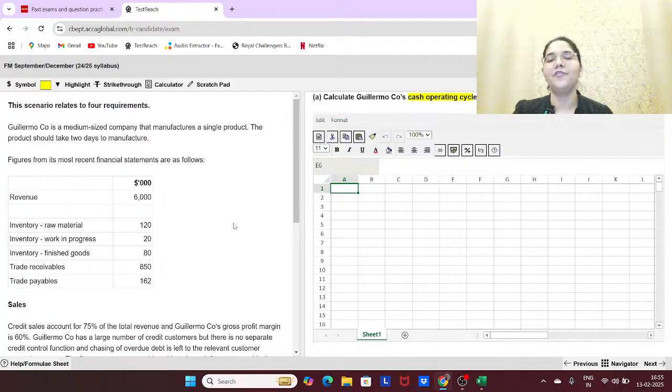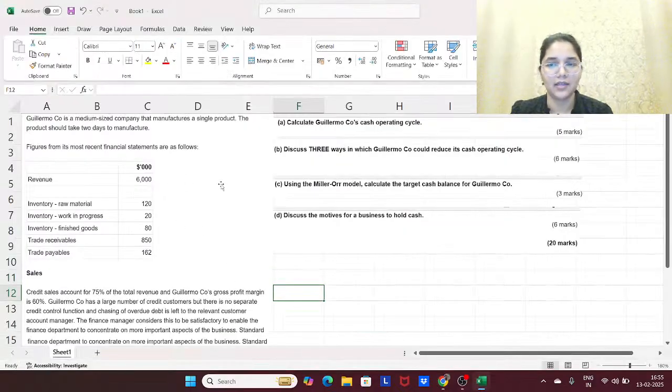Now with this question itself, you will understand that this section C case study is based upon the working capital area of our syllabus. So let us read the scenario. Guillermo company is a medium-sized company that manufactures a single product. Let's read from there itself so that we'll know how to locate where the information is. The product should only take 2 days to manufacture. Figures from its most recent financial statements are as follows. So you have the revenue, you have the inventory, raw material, work in progress, as well as finished goods. Then you have the trade receivables as well as the trade payables. So we have all of the information that we need, which will help us calculate the cash operating cycle.